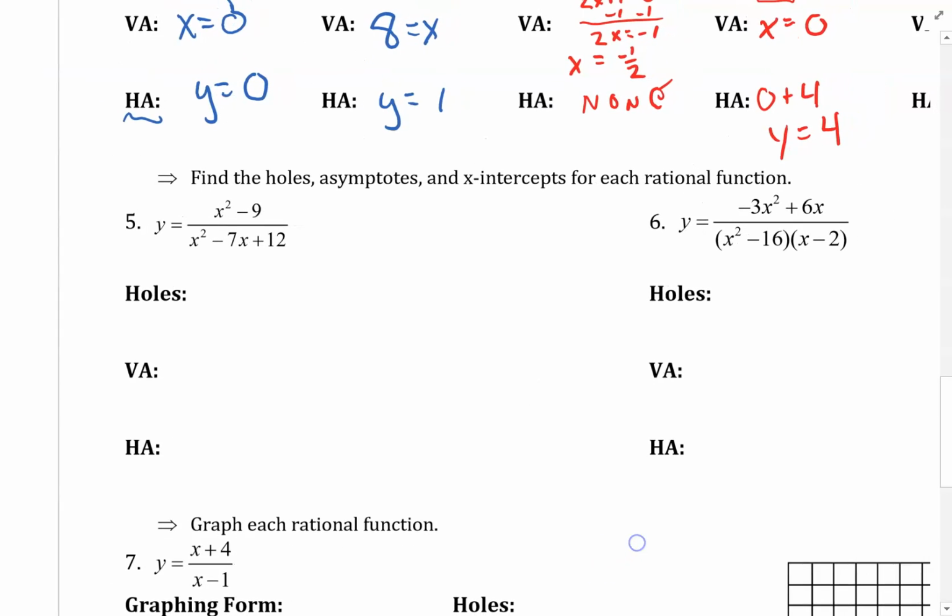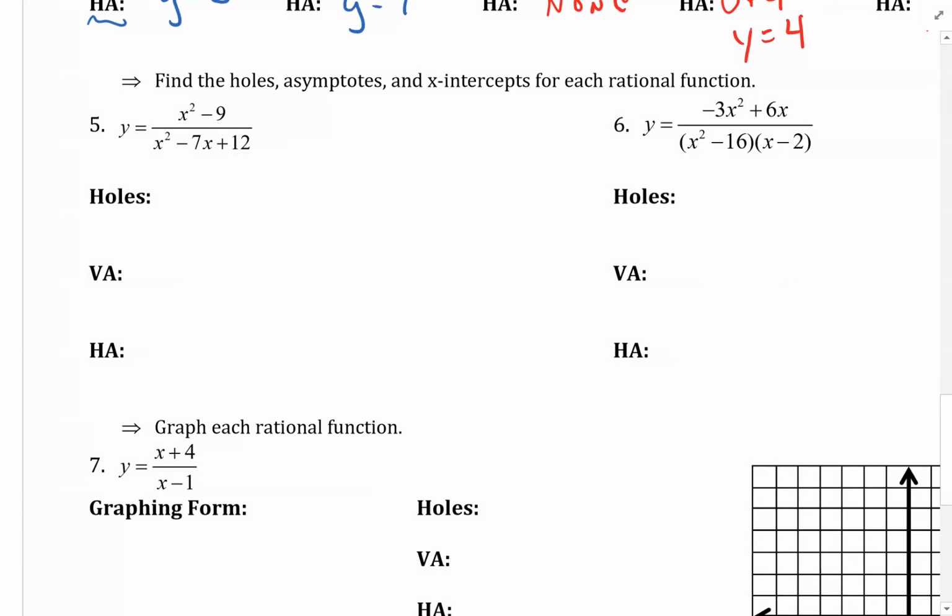Find the holes, asymptotes, and x-intercepts for each rational function. So first, we're going to see if these can be factored. Here, x squared minus 9 is x plus 3 times x minus 3. Our denominator, x squared minus 7x plus 12, is x minus 4 times x minus 3. Here we see we have the same factor, x minus 3, on both the top and the bottom. So that can be factored out.